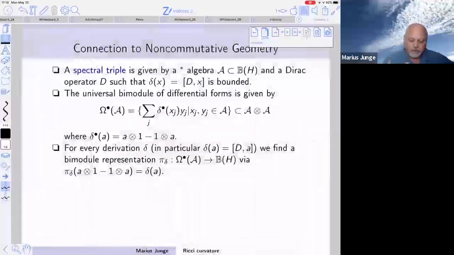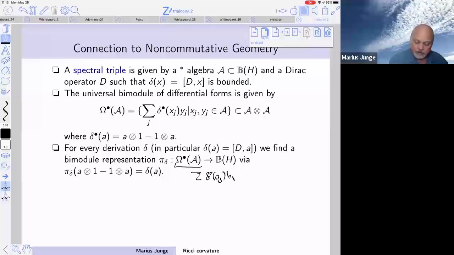And whenever you have a derivation, you have a representation of that bimodule in the bounded operators on H. And that is really simply given by what you want it to be, right? So pi of delta of A tensor 1 minus 1 tensor A is delta of A. And then the representation of the module will send summation delta bullet AJ BJ to summation delta of AJ BJ. So you're just replacing the universal representation with this concrete derivation, and then you have a bimodule representation. And what you think of this is that these are the concrete differential forms which you get from a concrete derivation, right? So we have now some bimodule of differential forms, and that will be the object we care about.